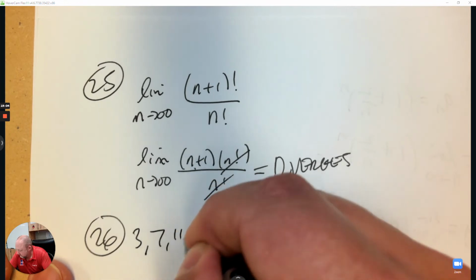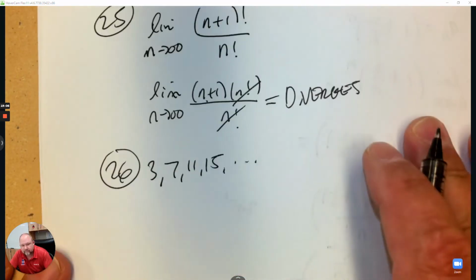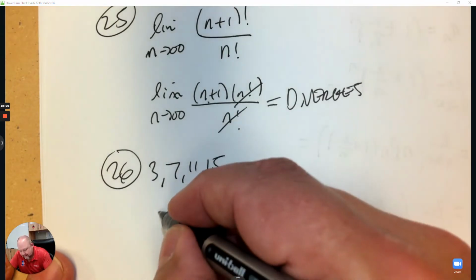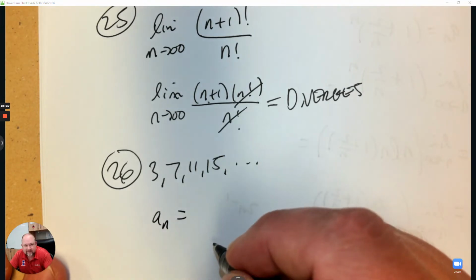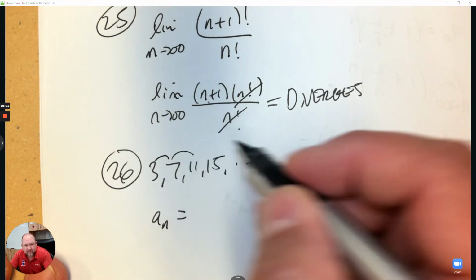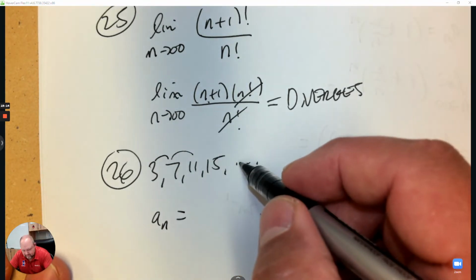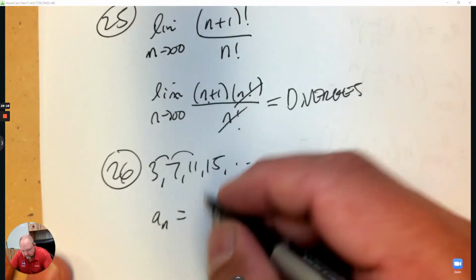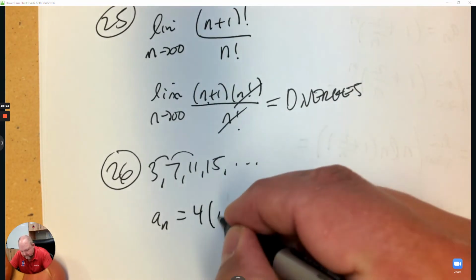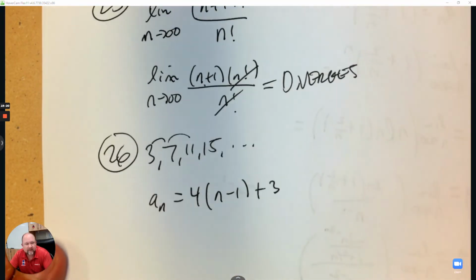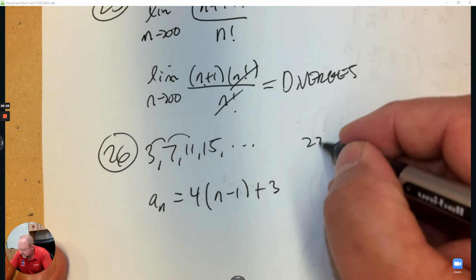All right, this is some pre-cal work. Write the nth term for what you see. So what do I notice? It's going up by 4 every time. So it's linear. That's the slope. And then the first term is 3. And you have it.